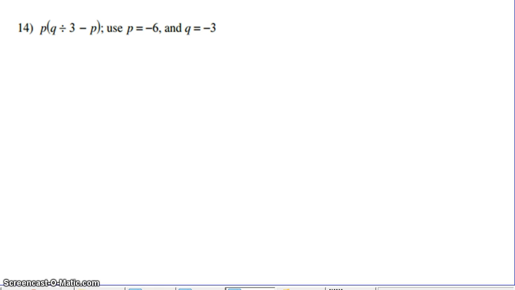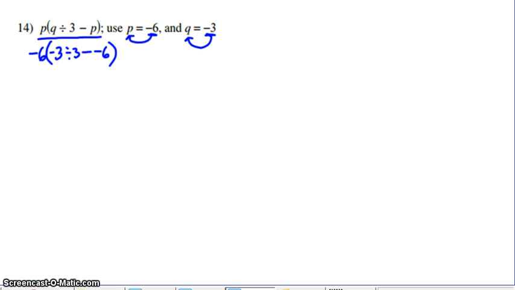Right, number 14. We have to evaluate each using the values given. So we have this expression. We're going to plug in the values for each variable. Here we're working with P and Q. We're going to plug in negative 6 where we see a P and negative 3 where we see a Q.